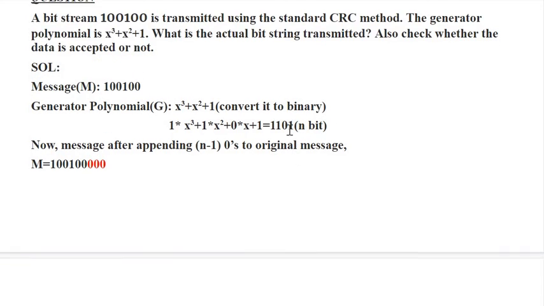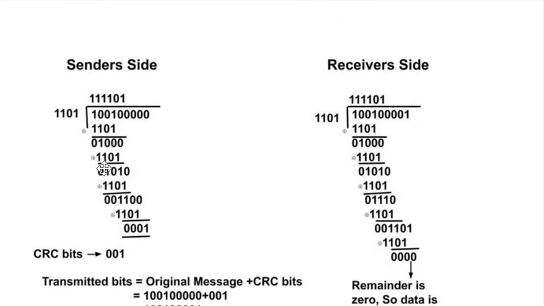Fine. So the first step is we have to append n-1 zeros to the original message. Here n means it is 4 bits, so we'll append n-1, that is 3 zeros, to the message. So this is our message 100100. We'll append 3 zeros from the right side to the message. That is the first step. After that we'll go to the sender side.